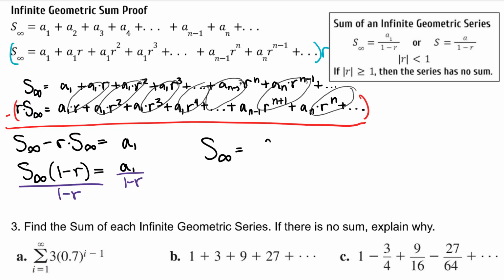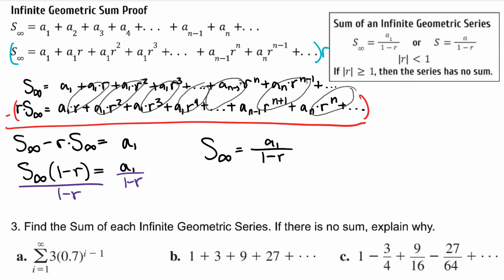The sum of an infinite geometric series is a sub 1 divided by 1 minus r. Or you could write it as just sum, so if there's not a little subscript there, then I know it's an infinite sum. And then a would represent whatever the very first term is. That could be a sub 0, that could be a sub 1, depending on your index.